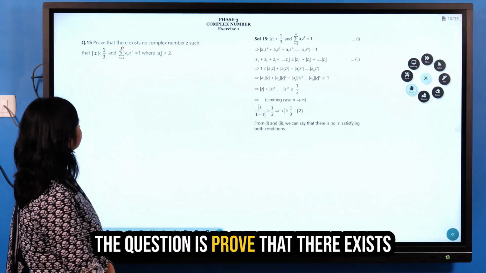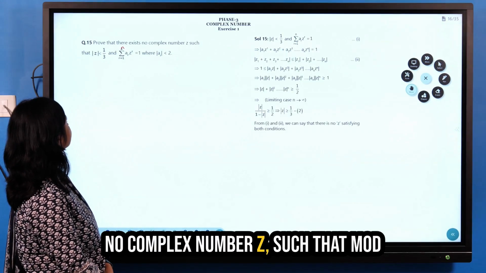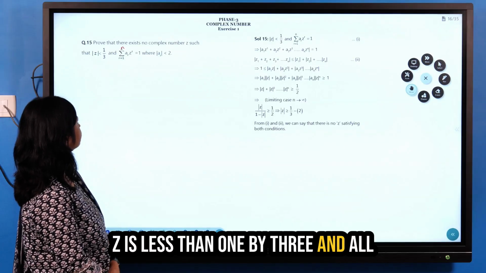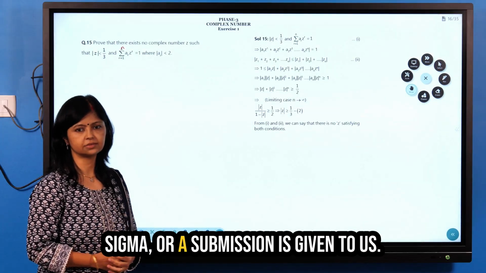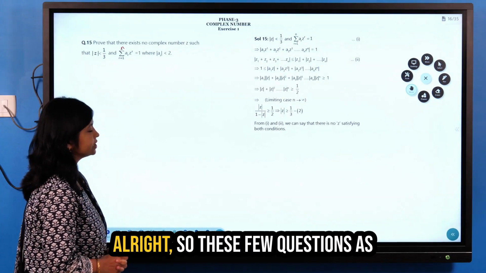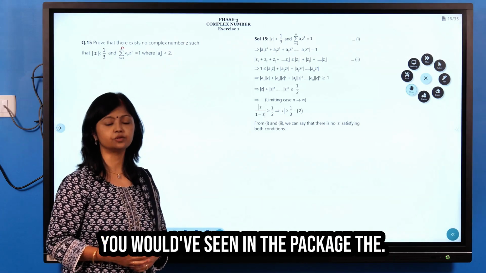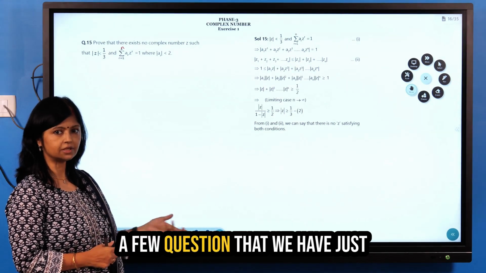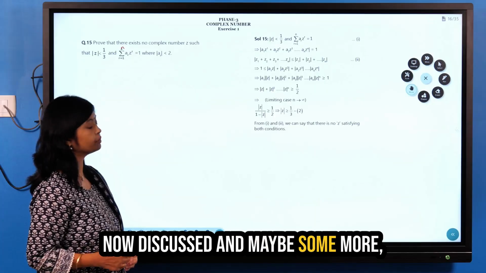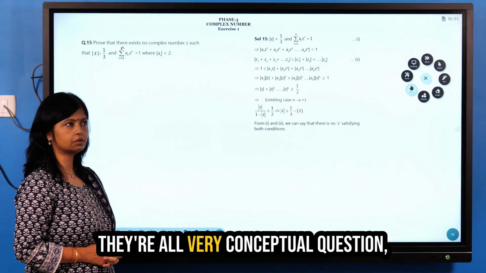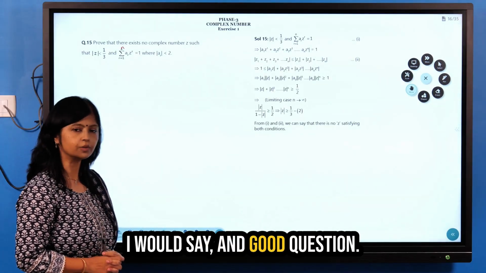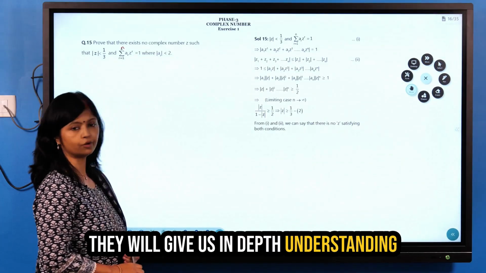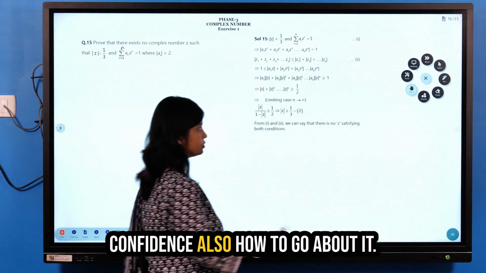The question is: prove that there exists no complex number z such that mod z is less than 1 by 3 and a summation is given to us. These few questions that we have just discussed, and maybe some more, are all very conceptual and good questions. They will give us in-depth understanding of complex numbers and a lot of confidence in how to go about it.